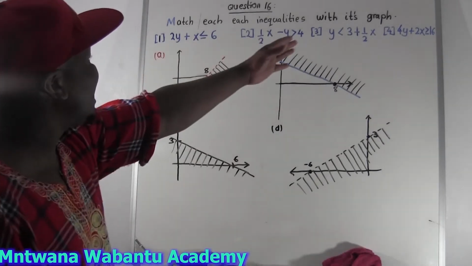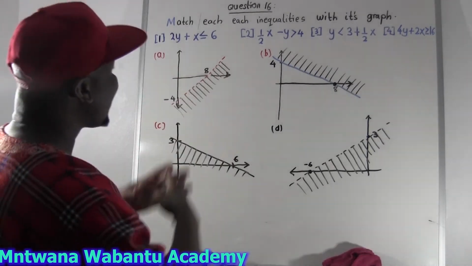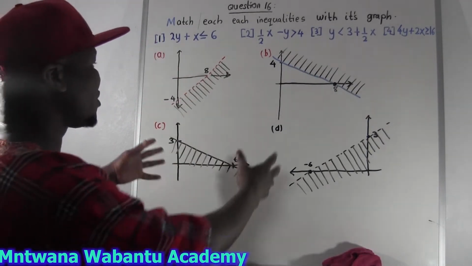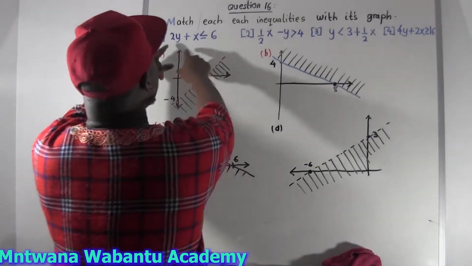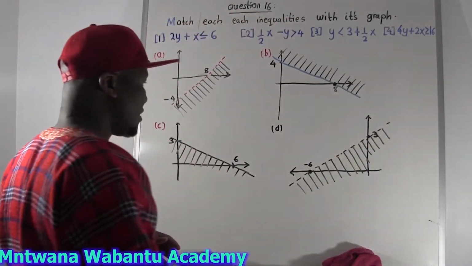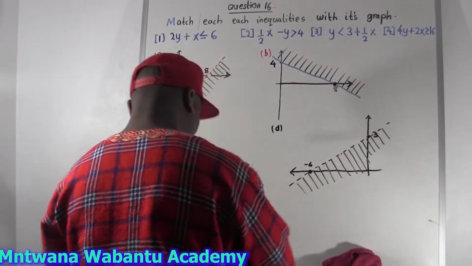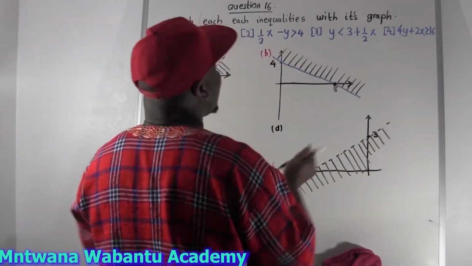So let's match each inequality with its graph. I think this is easier, because in an exam they're not supposed to give you the graph. They're supposed to give you the inequality and say draw your graph. So now let's assume we don't have the graph. Let's start with the first one.